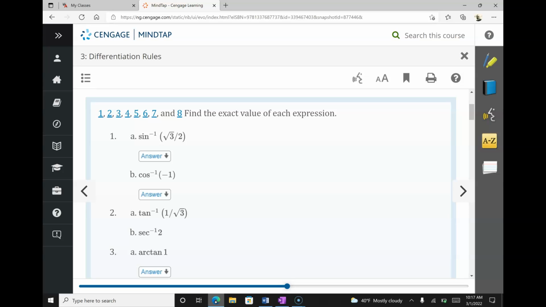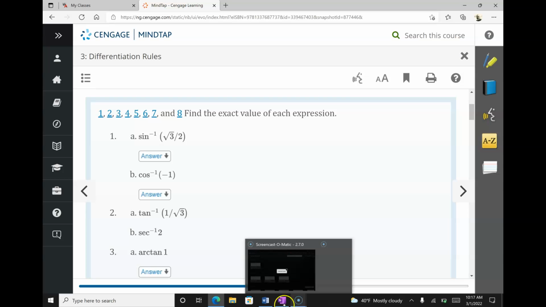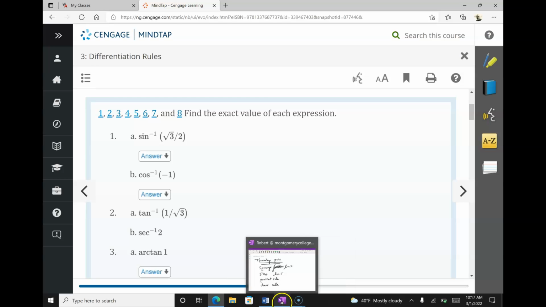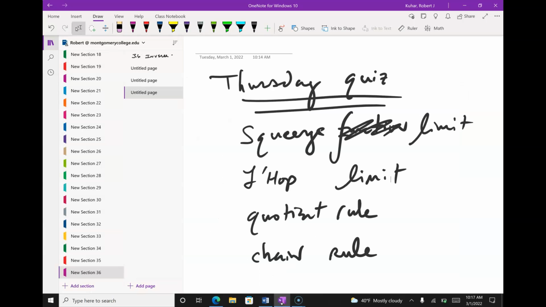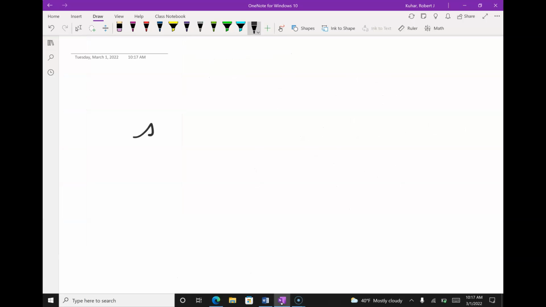So this is 3.6. Inverse sine of rad 3 over 2. For those of you that are struggling with your trig, I suggest you do all of the problems, or at least the odds, here in 3.6. I'm going to show you how I do one, and it's probably going to screw you up, but that's okay. Inverse sine of rad 3 over 2, right? So I want to find inverse sine of rad 3 over 2.